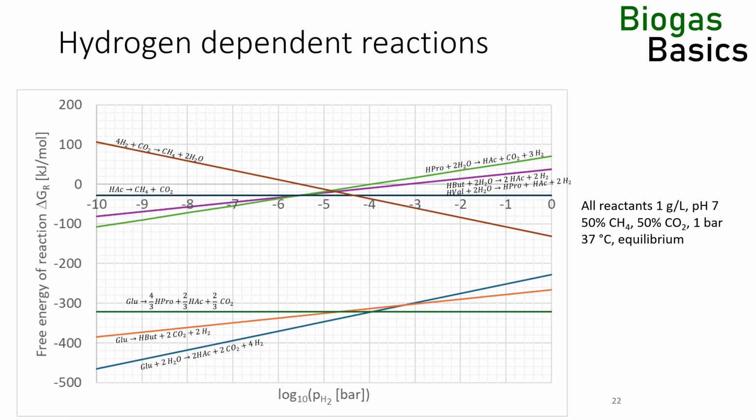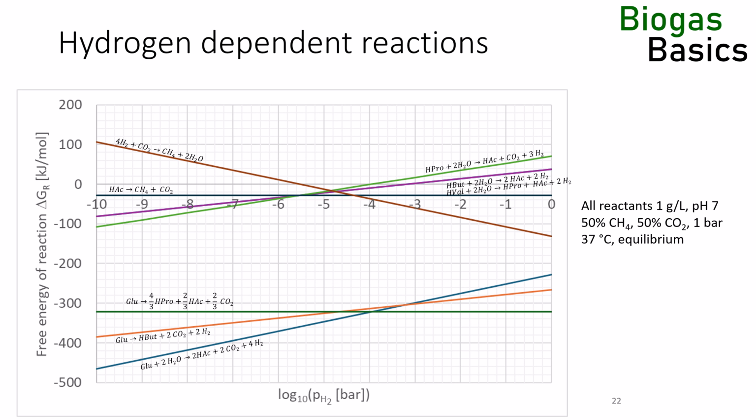The hydrogenotrophic methanogenic reaction uses hydrogen as an adduct. It has a negative slope, meaning that the lower the hydrogen partial pressure, the more negative the free energy of reaction will become. For reference, I also show the acetoclastic methanogenesis, which does not depend on the hydrogen partial pressure.